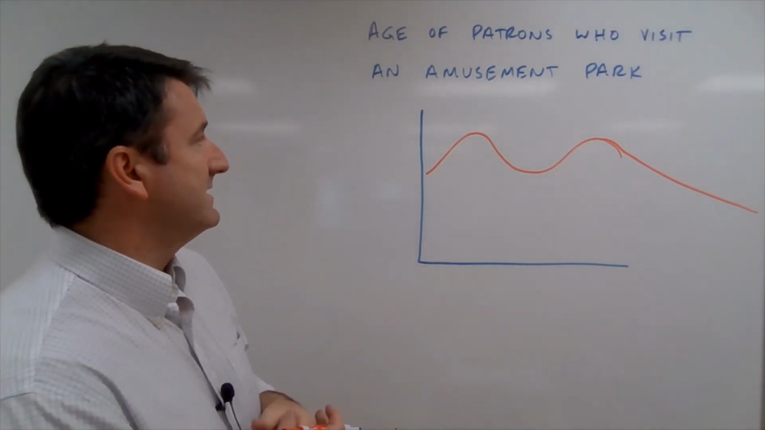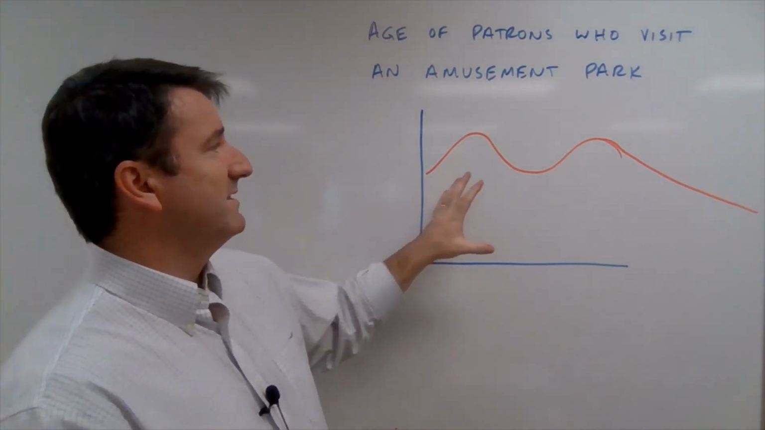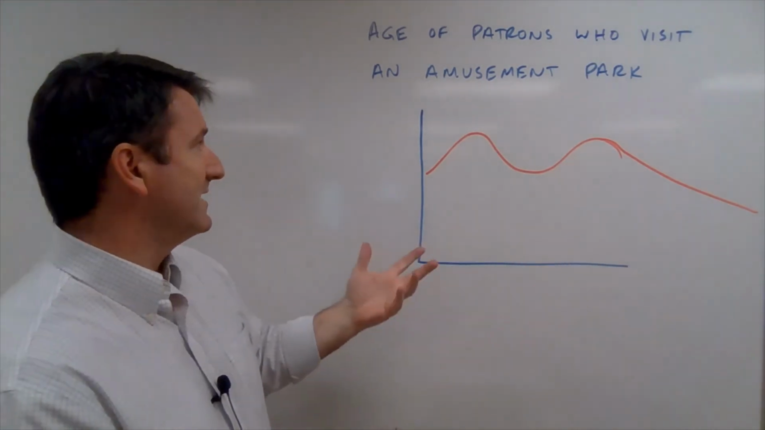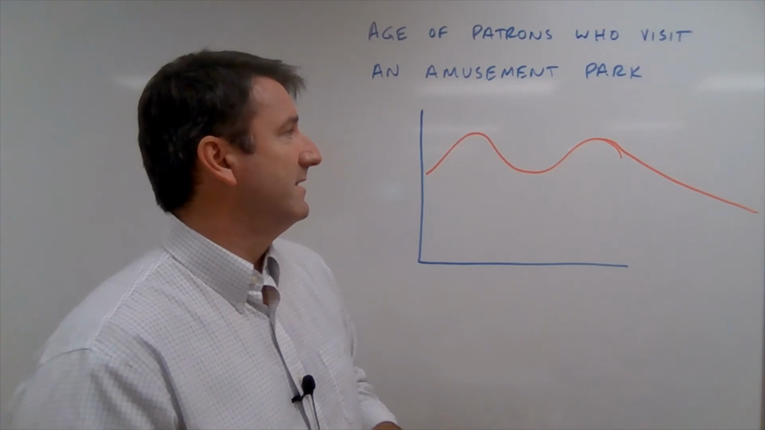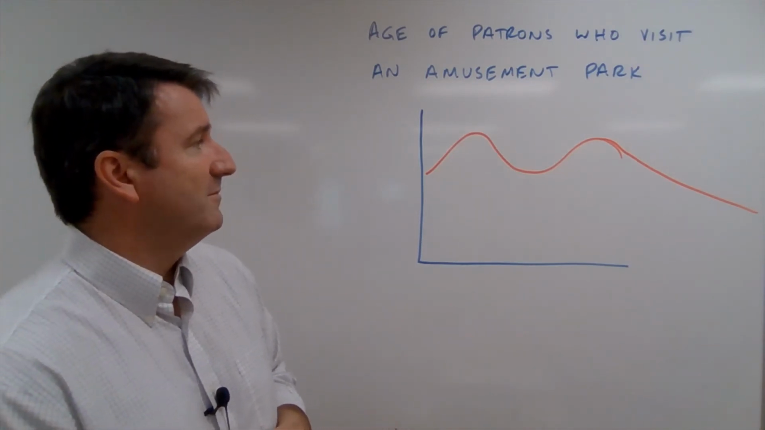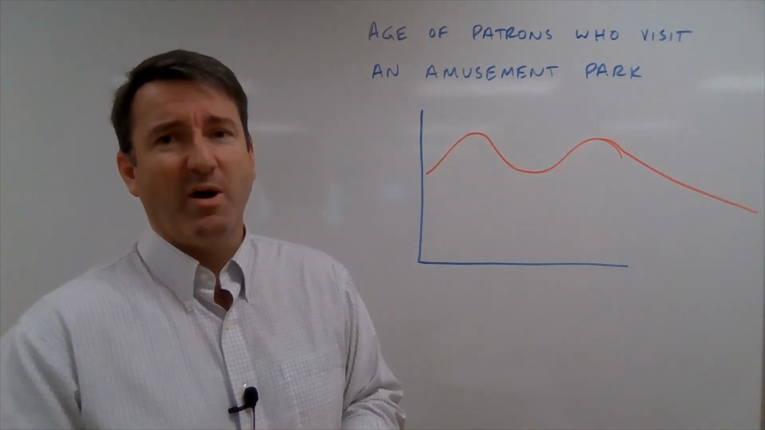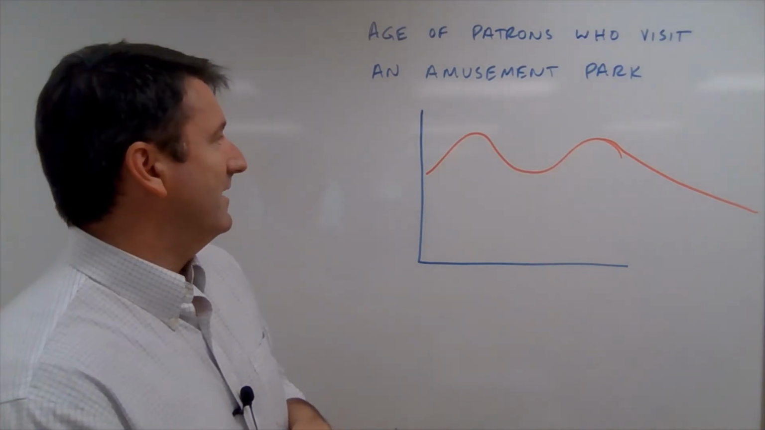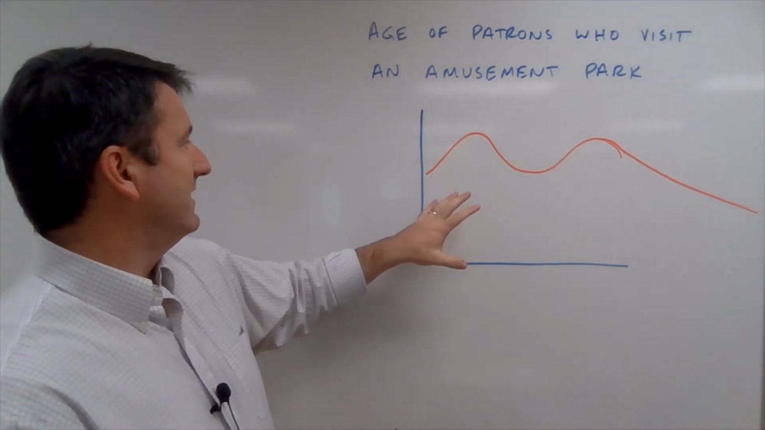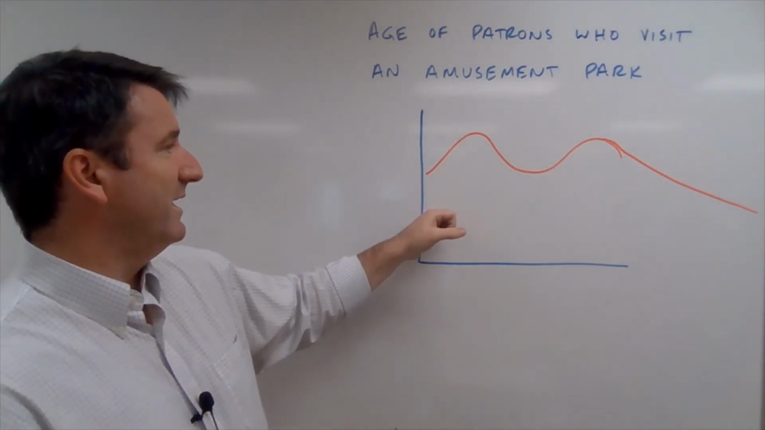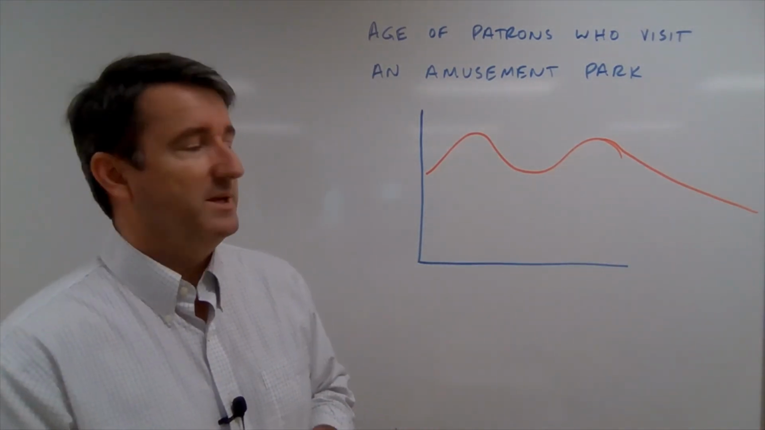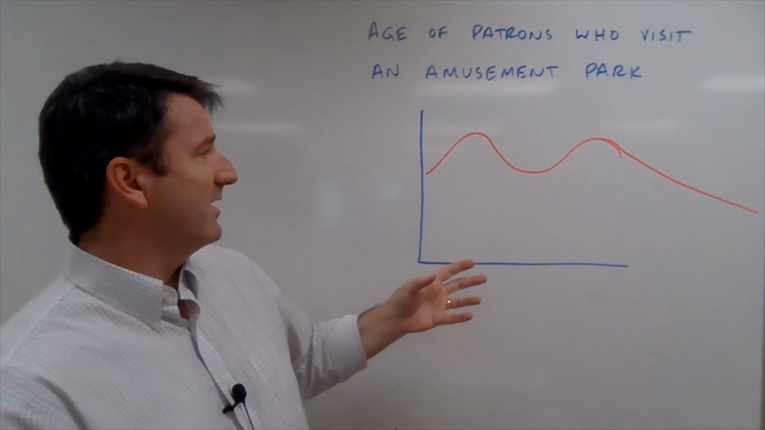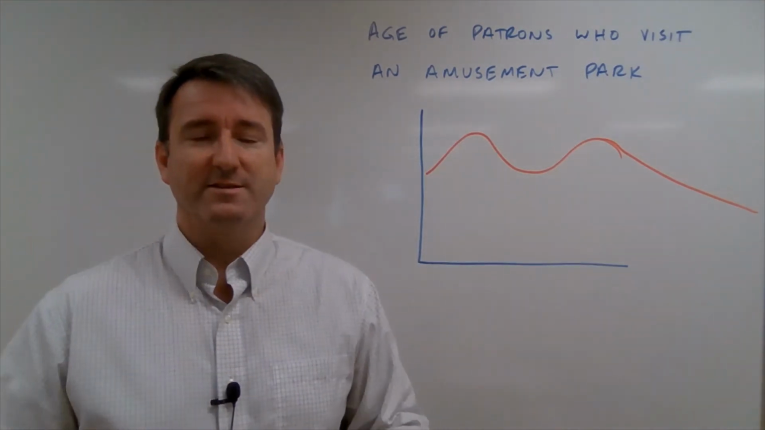As for the variance, I would expect the variance to be pretty high because, as we said, you're going to have both young children and their older parents. And if it's an amusement park like Disneyland, you could expect that patrons from infant all the way up to the elderly are going to be able to enjoy that amusement park, and so the variation is going to be pretty high.